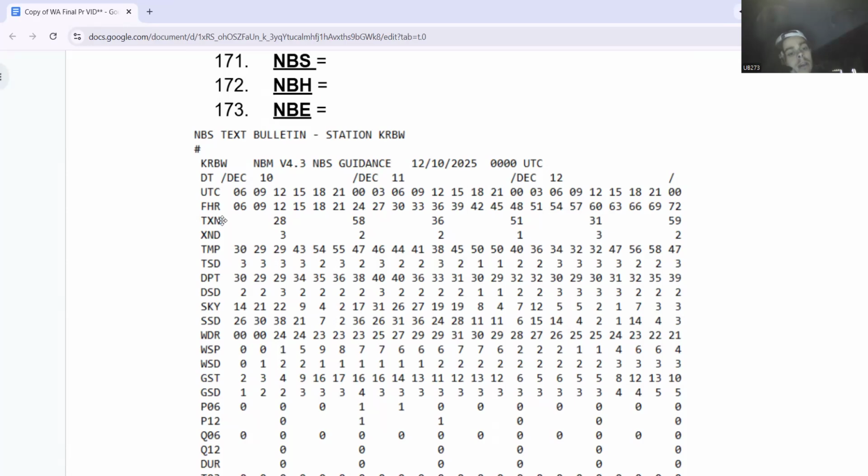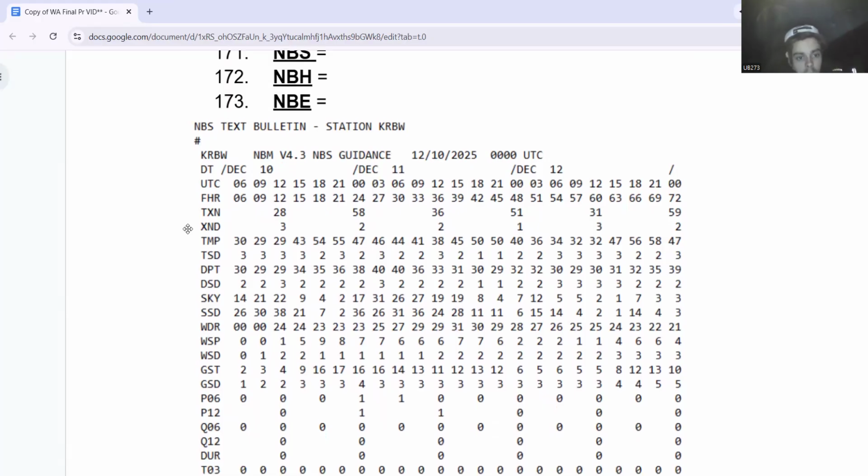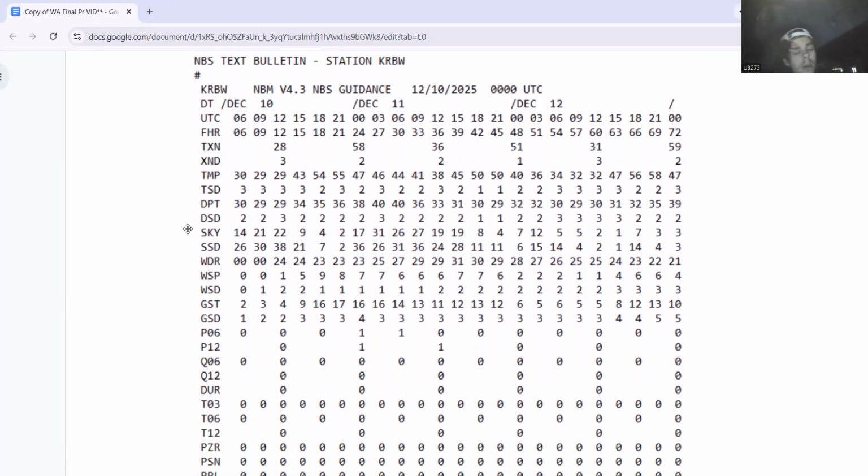TXN is going to be our max and min for the day. And where you see the number doesn't mean that's when the max and min are. It's just saying in that time period from what was before. So this 28 is showing the minimum for before that 12Z time, and the 58 before that 0Z time, and etc. X and D we did not talk about.